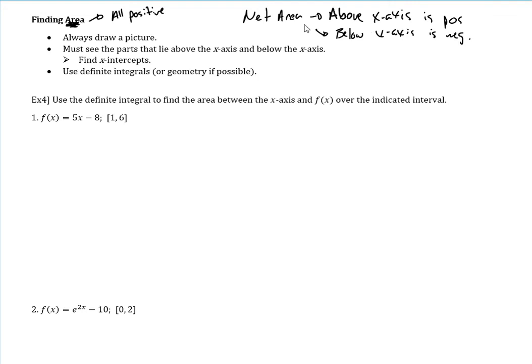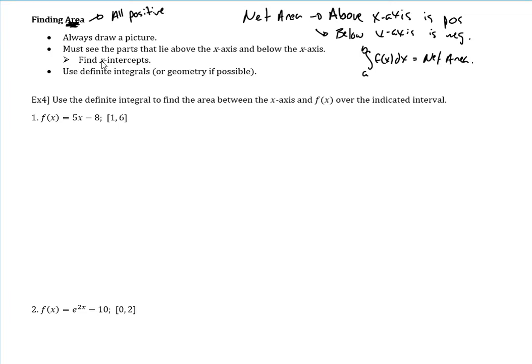The net area itself can be set up using just one integral. So one integral, let's set it up like this. That would equal the net area. So you just need one integral for that, whereas regular old area, we might need more than just one integral, so it depends on the picture.